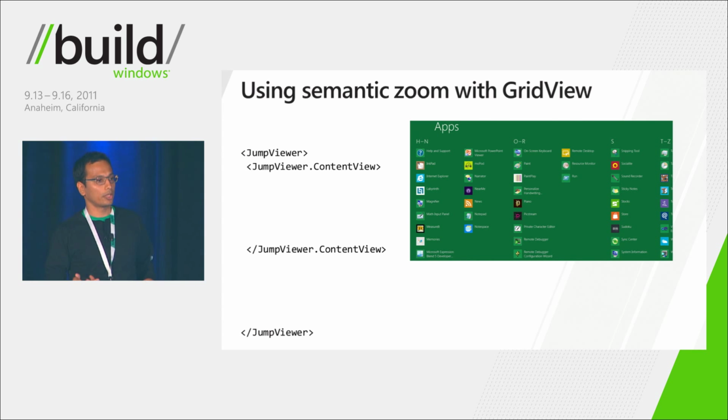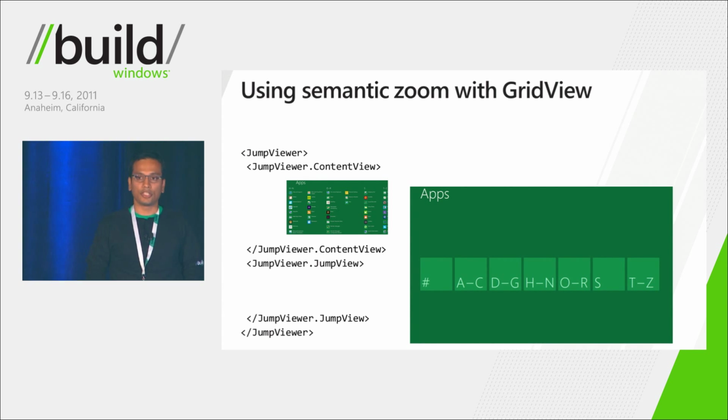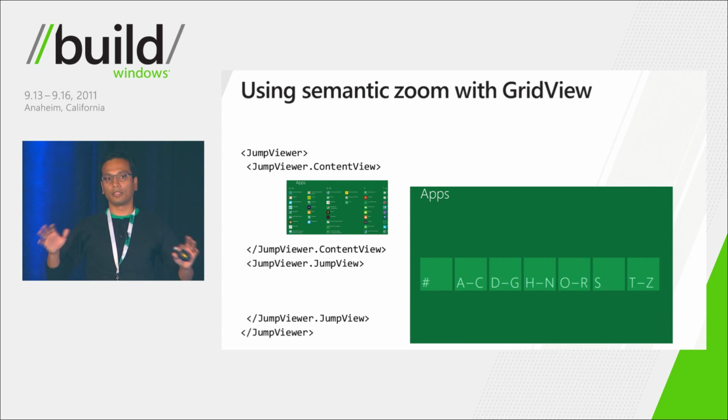The one thing to note here is that it's recommended that you display the entire data set here because there are just two levels in here, and the content view defines the view which has the entire data set. And the other property is called the jump view property, and the jump view property corresponds to the higher level look of your data.